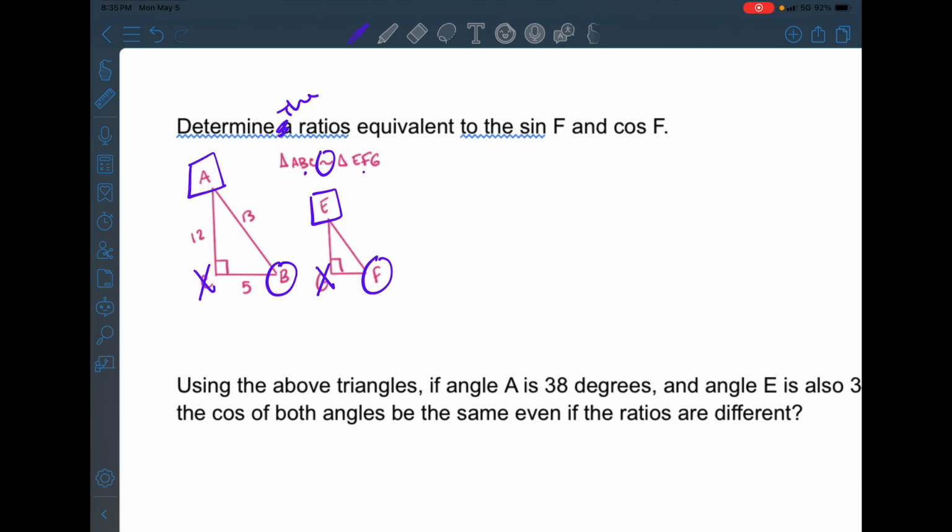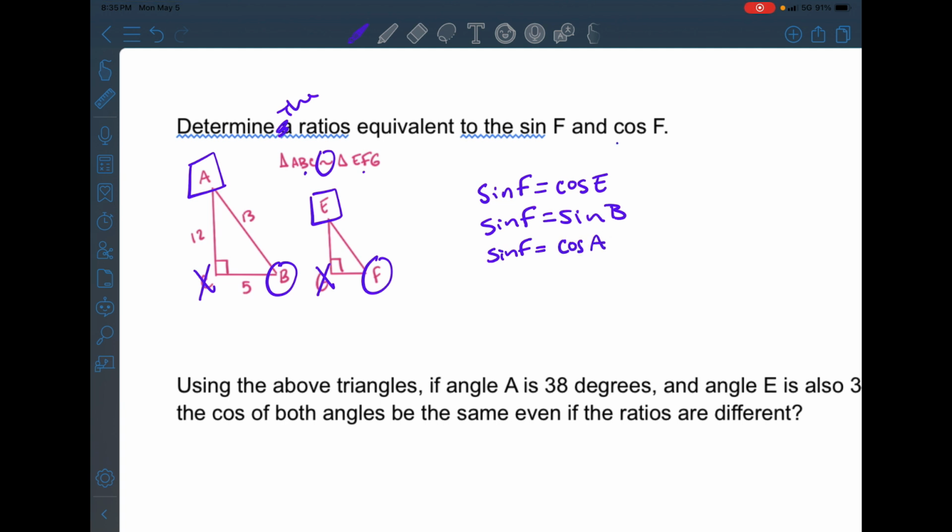So a while back when we were doing trig, we said, hey, the sine of one angle equals the cosine of the other angle in that triangle. Okay? So if I said, since F and B are the same, the sine of F could also be the same as the sine of B. And since F and E are the same and A and E are the same, the sine of F could also be the cosine of A.